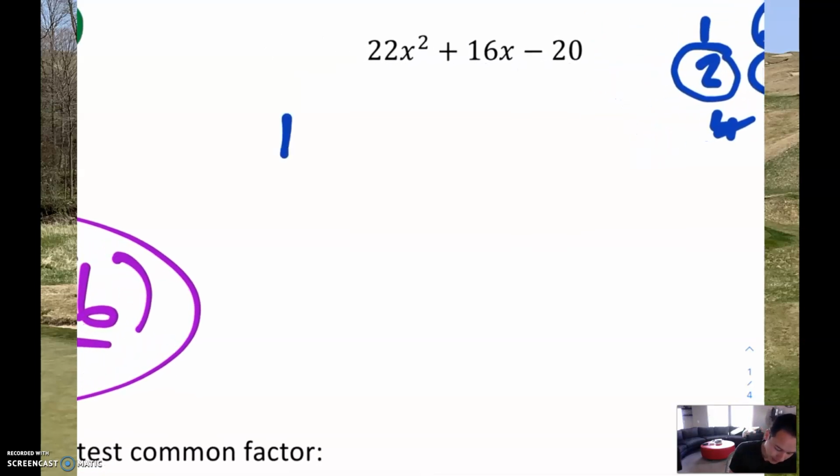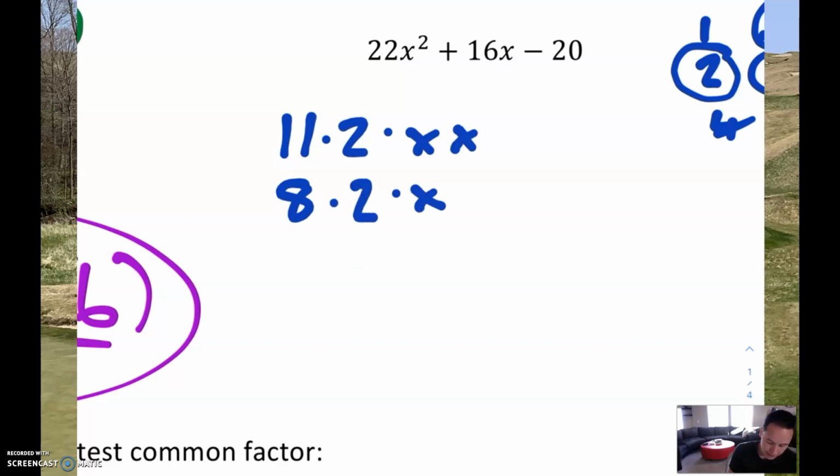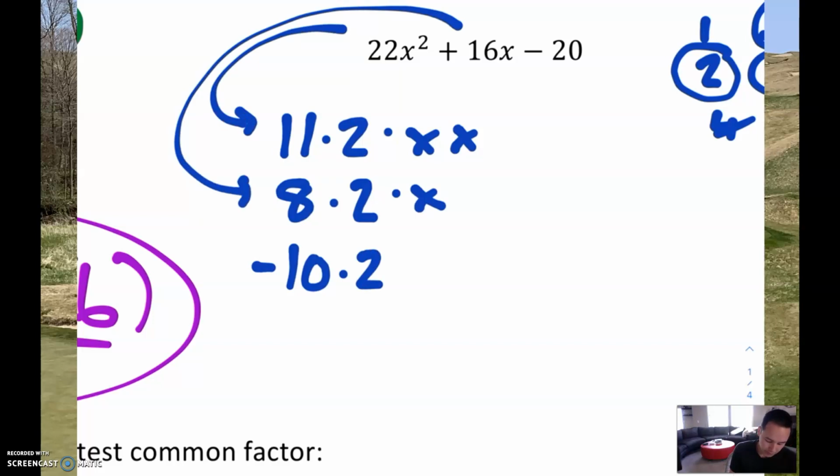The first one would be 11 times 2, x squared. The other one would be 8 times 2 times an x. And the other one would be negative 10 times 2. So we took each of these terms and rewrote them with a factor of 2 in there.